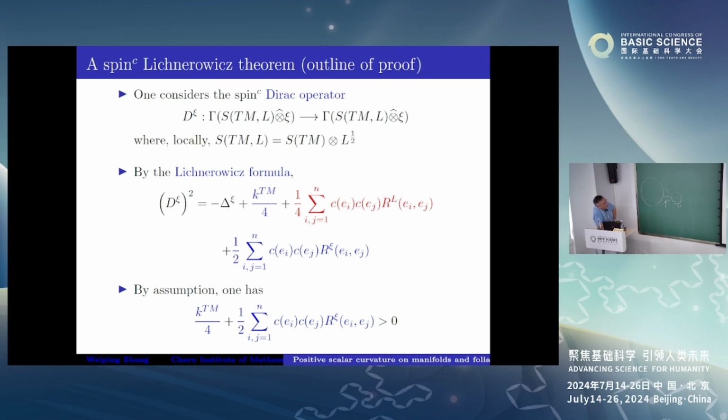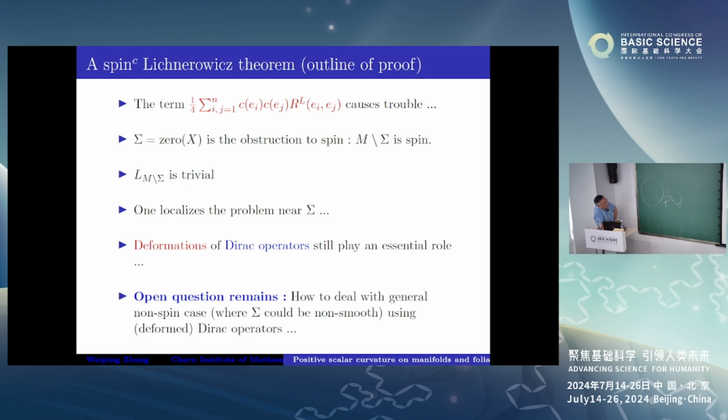By our assumption, these two terms are positive. If we had no red term, we could apply the argument to get the index equal to 0. So this red term will cause some trouble. But the simple observation here is that the submanifold Sigma is indeed the obstruction to M being spin. If you cut off this Sigma, then M minus Sigma is a spin manifold. Moreover, the line bundle restricted to the cutoff M minus Sigma is a trivial bundle.